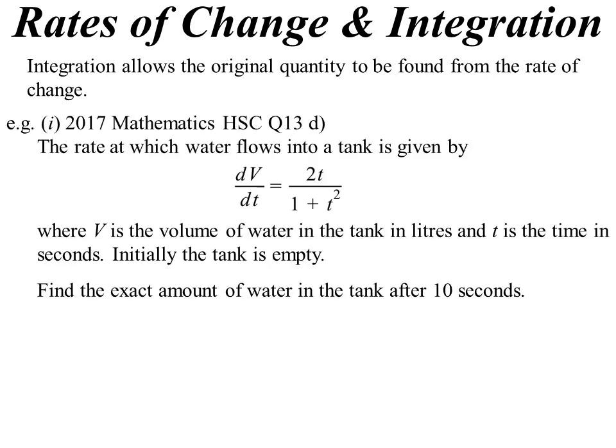So water is flowing into a tank. There's our rate of change. dV/dt is 2t over 1 plus t squared. V is volume, t is time. How much water is in the tank after 10 seconds, basically, is what's being asked. Okay, there's our dV/dt.